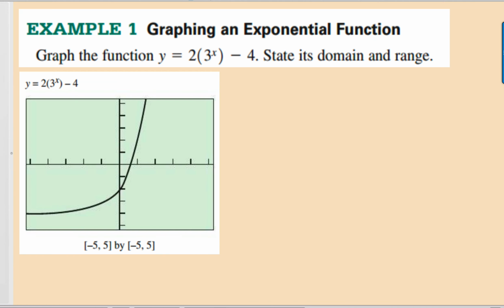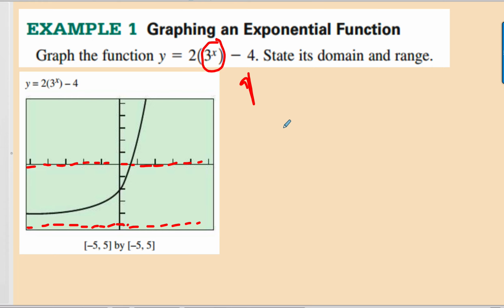Let's take a look at this and see if we can operate on all of those transformations. So the parent is this. This is the parent right here. And we notice that the 2 is going to stretch it, and the negative 4 is going to change the asymptote because the whole graph goes down. Normally, the asymptote is located right here at the x-axis. And this means that we are bringing it down, so it'll be right here, down 4.